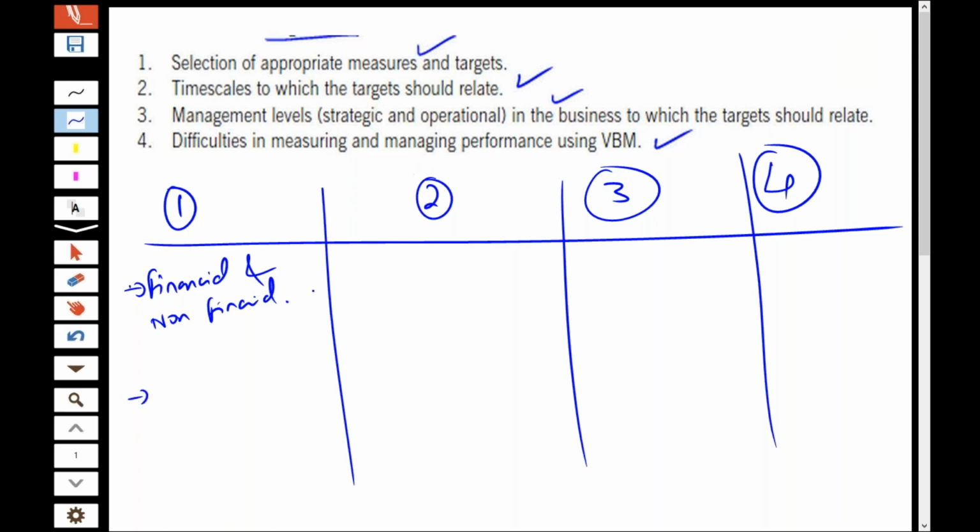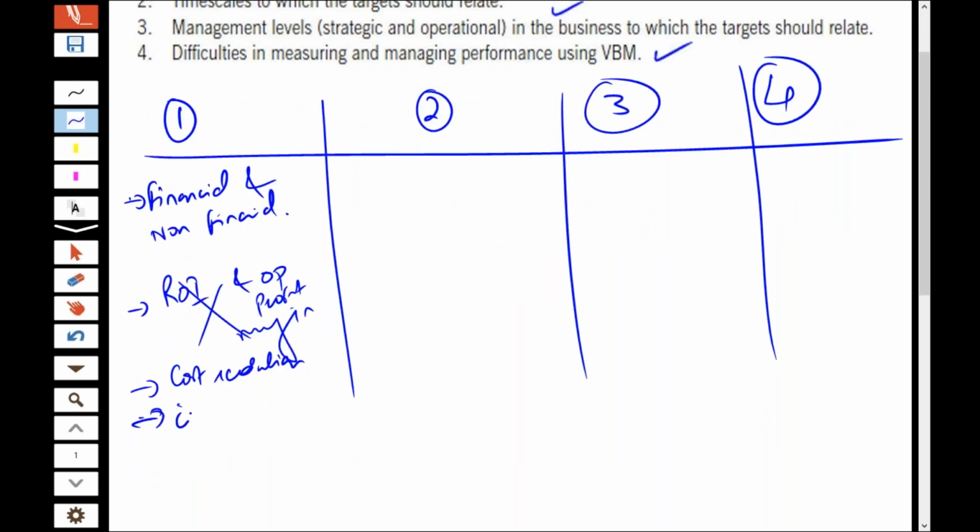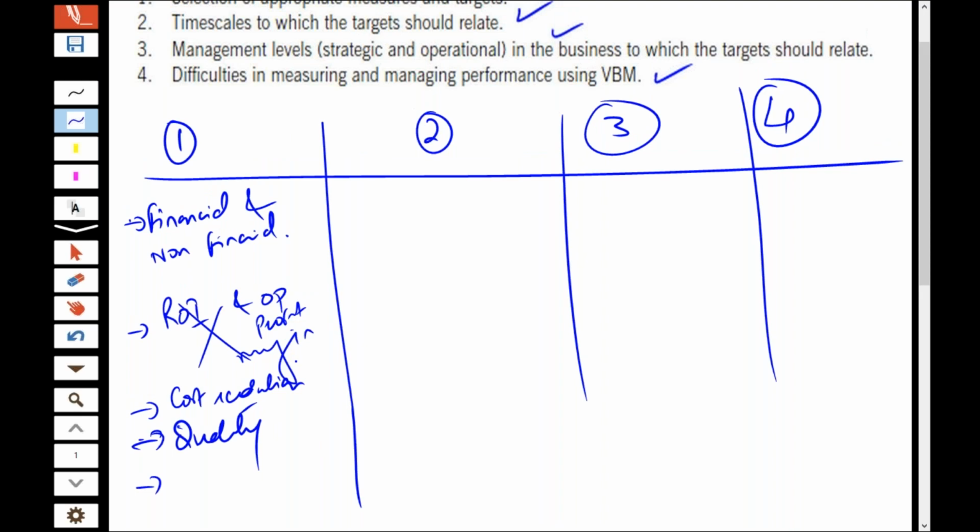The second thing is, the return on investment and the operating profit margin, they are probably outdated. They are of no use. You should rather focus upon cost reduction, and at the same time, you should have targets which measure the quality also, because you just can't go on reducing the cost. So basically, the financial and non-financial aspects plus cost reduction and quality, these are the things they must be considered.